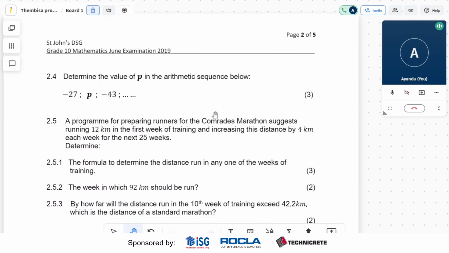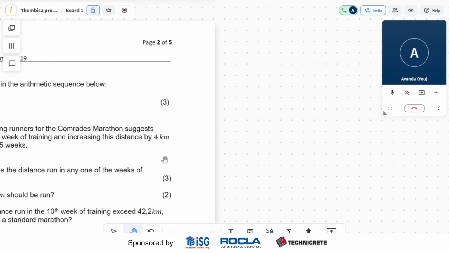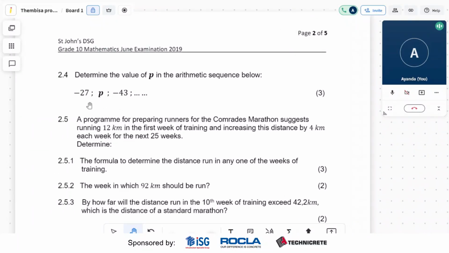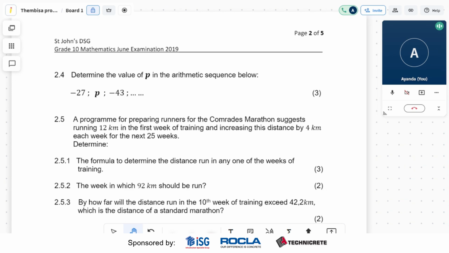Question 2.4. Here we're asked to determine the value of p in the arithmetic sequence below. So an arithmetic sequence we know has a common difference, d. So negative 27 is our first term. We've got p, and we've got negative 43. Let's think about this for a little bit. In order to get to p from negative 27, we need to add 27. And in order to move from p to negative 43, we need to subtract p.